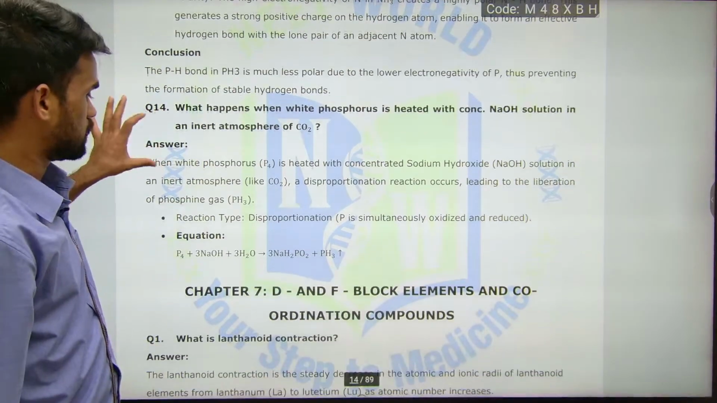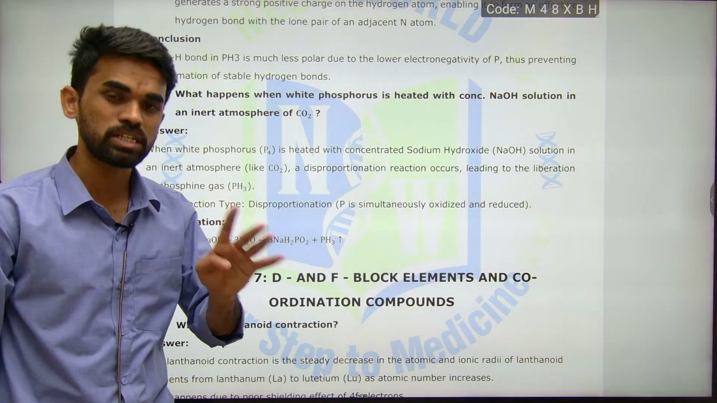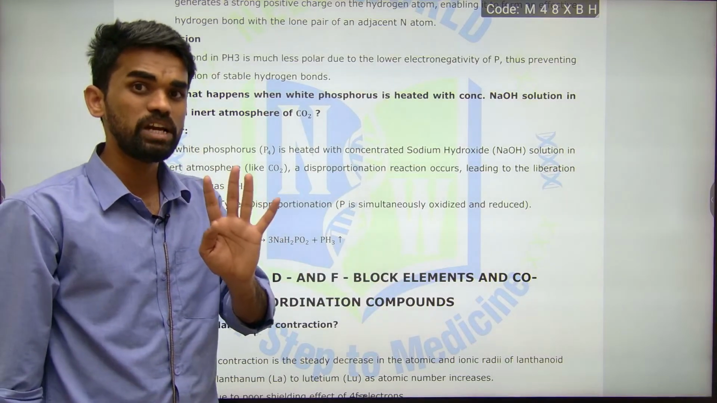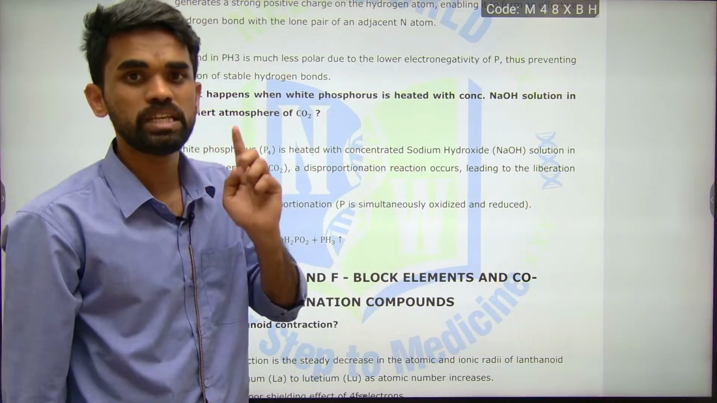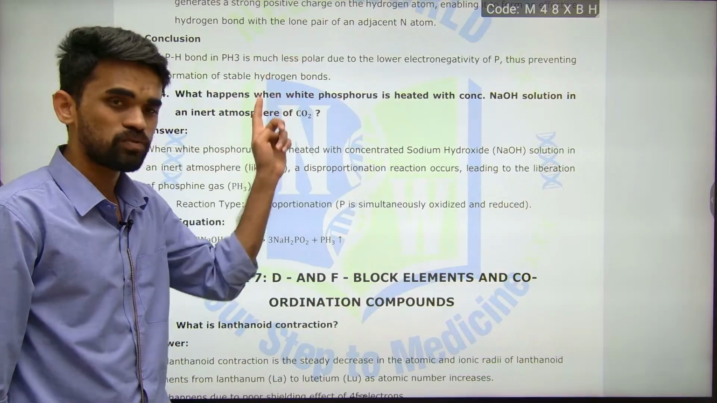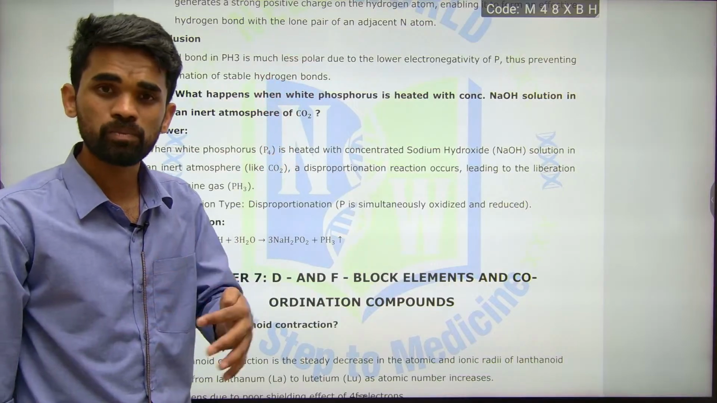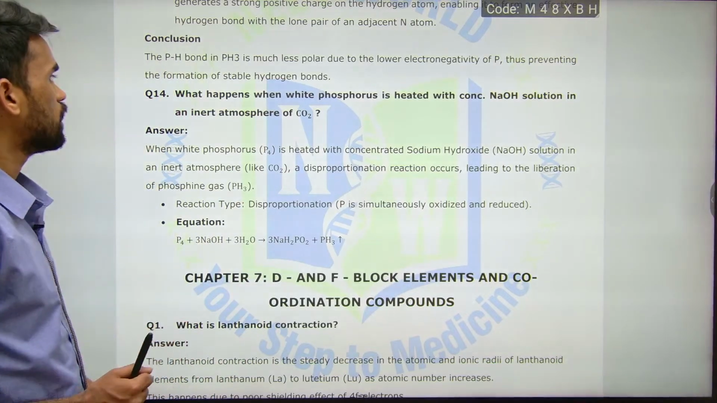Okay, next, the last question we have. From P block elements, from very short answer type questions, I have provided 14 questions. Mostly from these 14 questions only, you will see one in your final exams. So first of all, cover these 14 questions, then if you have time, you can focus on the other questions from this chapter also.